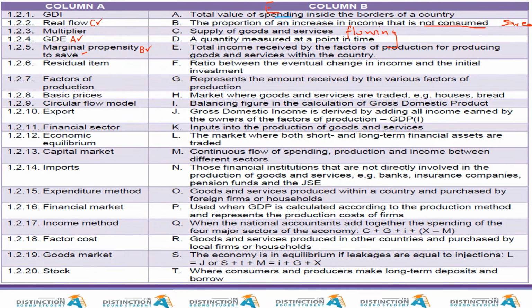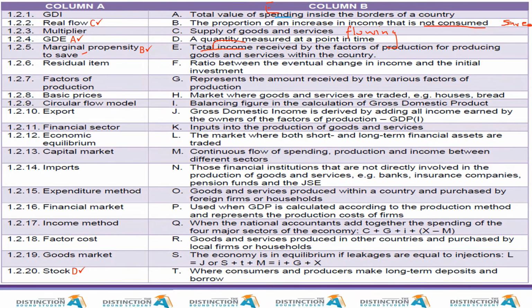A quantity measured at a point in time. This one sounds tricky, but yeah, if you look at these options, is it GDI? No. Is it multiplier? No. You'll see that the answer is stock, because we count things at a point in time. Yes, stock.